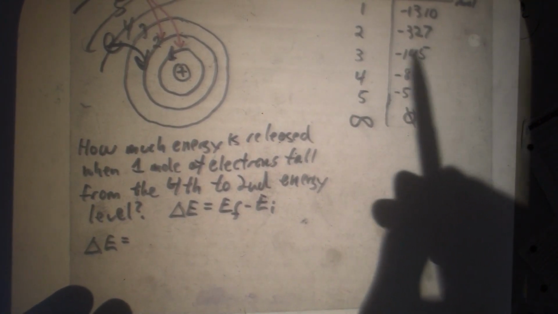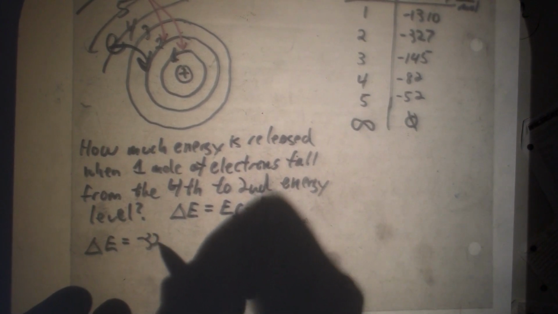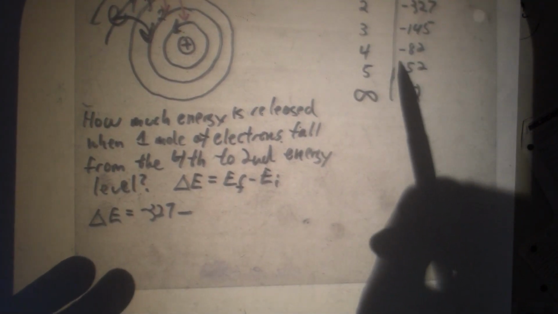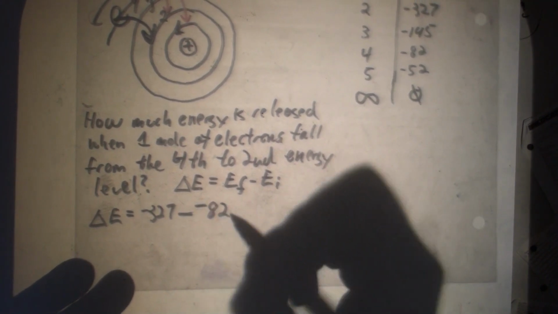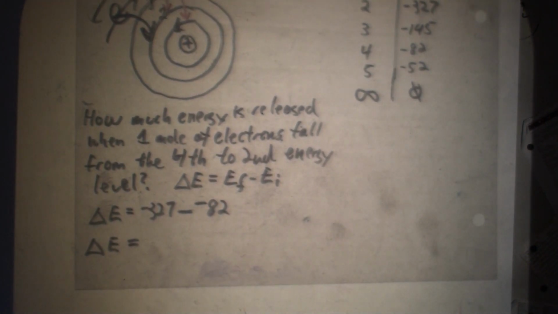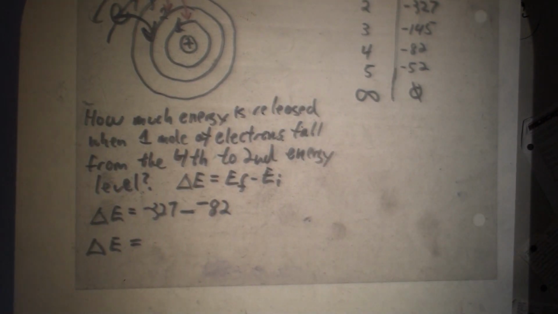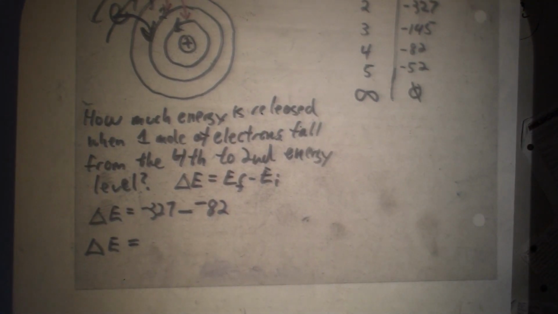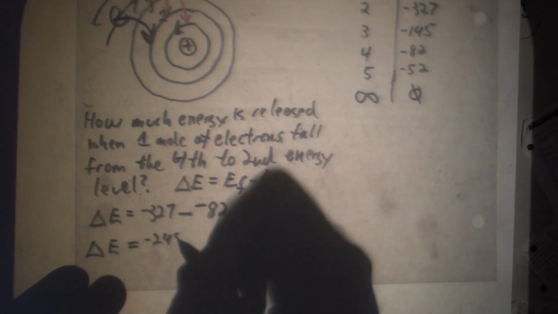So the final level is the 2nd. So when I look at my values here, negative 327 is the final, minus the initial, which is the 4th energy level, which is negative 82. So you're subtracting a negative, so that's going to be adding, and that comes out to be negative 245 kilojoules per mole.